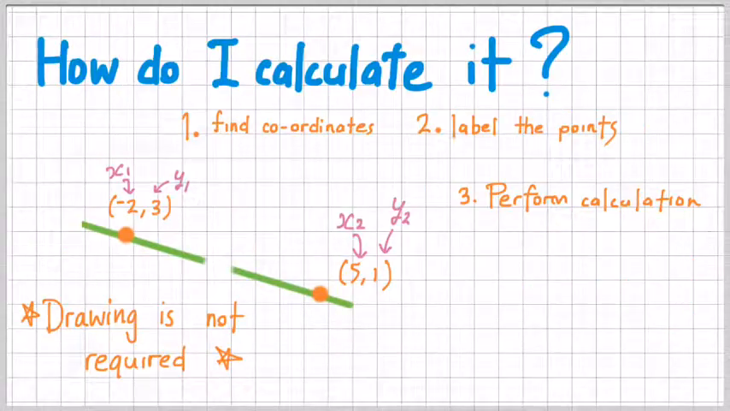How do I calculate it? I've used this example from the midpoint video, and we've got two coordinates, (-2, 3) and (5, 1). So the first step is to find the coordinates, the second is to label the points. I've got x1, y1 and x2, y2. And then lastly to perform the calculation. Now note the drawing is not required, but it does help.